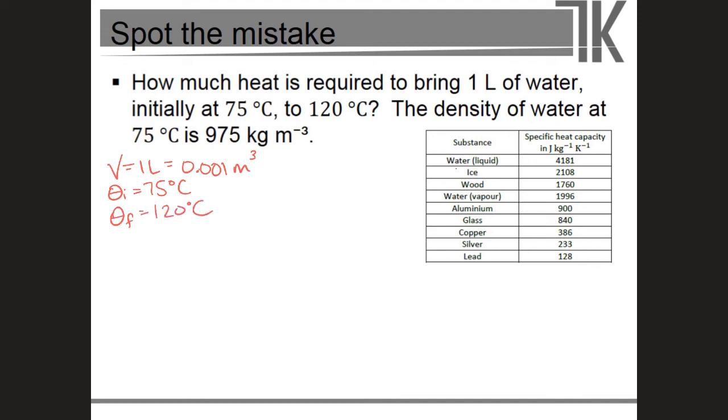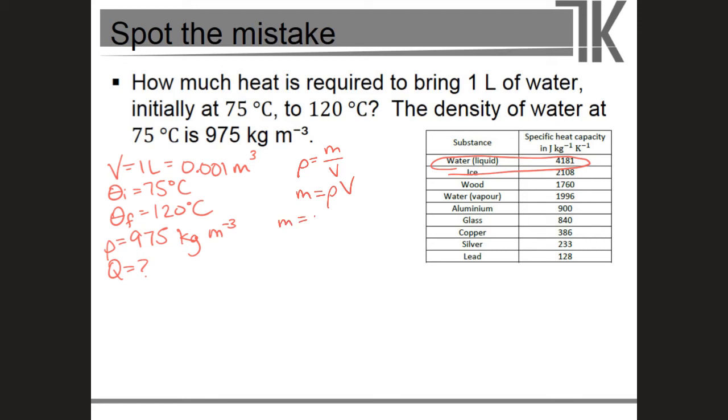And they've also said water. The density of water at 75 degrees is 975 kilograms per cubic meter. And they've asked us for how much heat, how much energy is required. So the first thing we need to do is find out the mass, and we can do that from our density equation. Density is mass per unit volume, which means mass is density times volume.